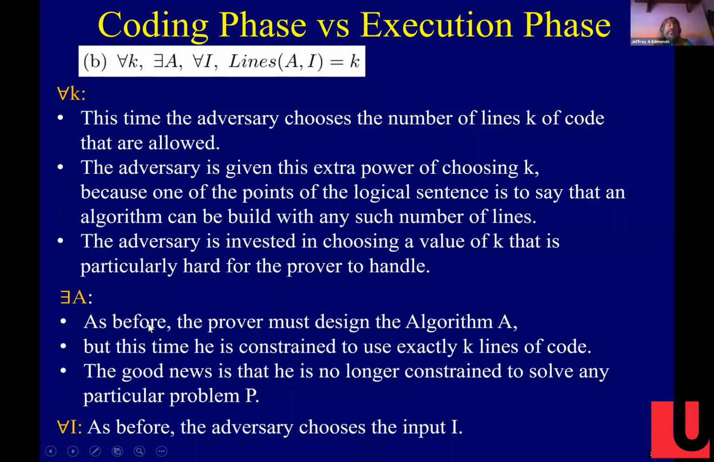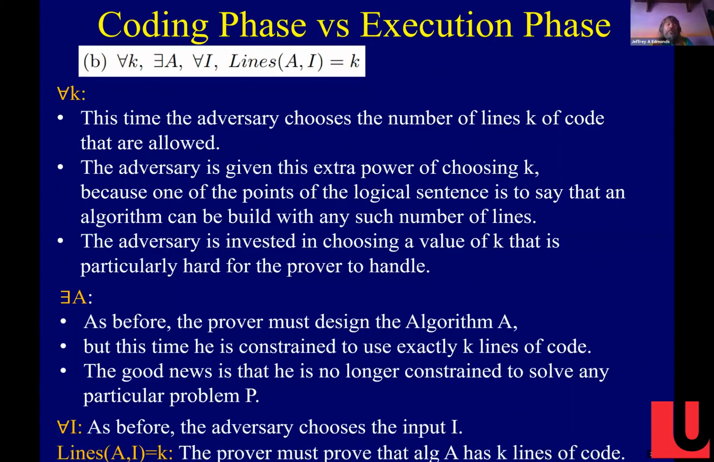And then once he comes up with the algorithm, the adversary comes up with an input, and the adversary's goal is to make this false. So if there's some input in which the number of lines of code changes, then he will come up with that input. But all inputs are the same.